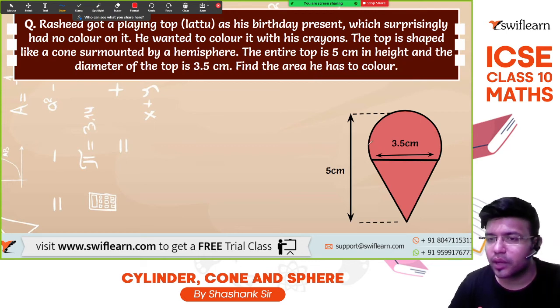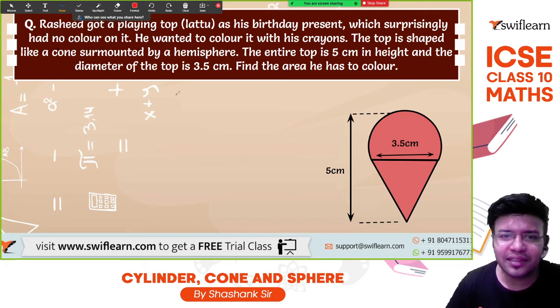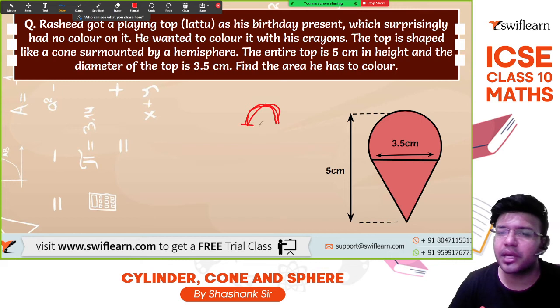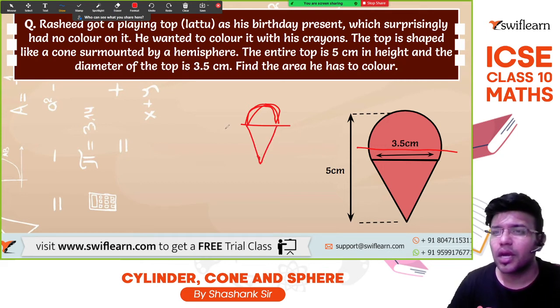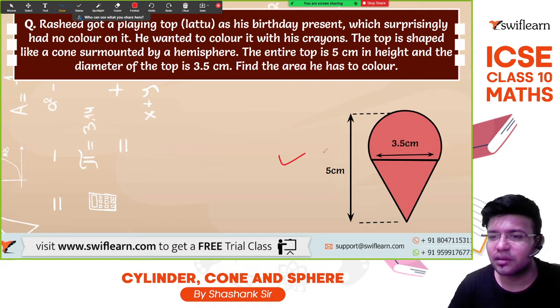Now, the diagram here may be a little confusing. It is like this. The top is a hemisphere, exactly half of a sphere. It looks a little more here, but you assume it is a hemisphere and it is surmounted on a cone. Now the total height is 5 centimeters.